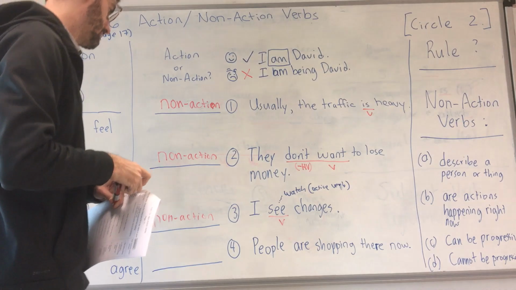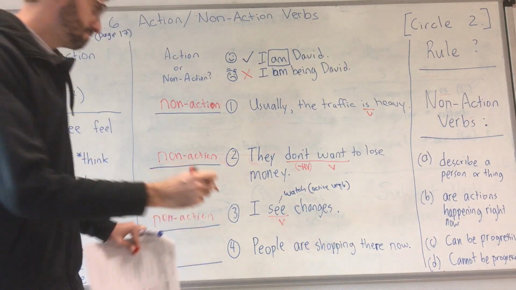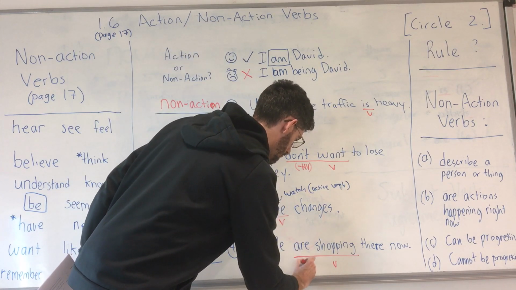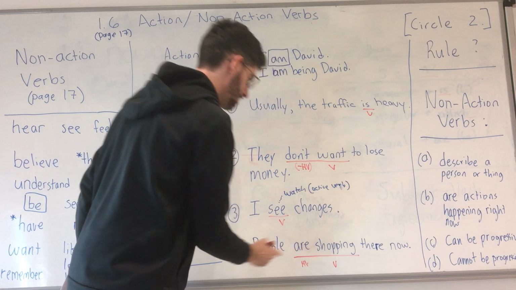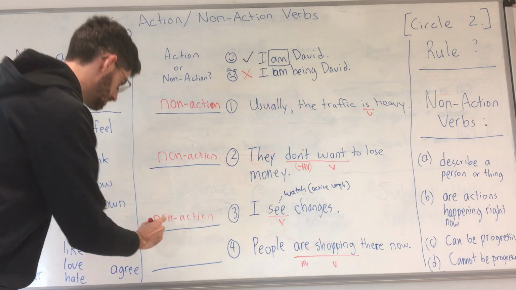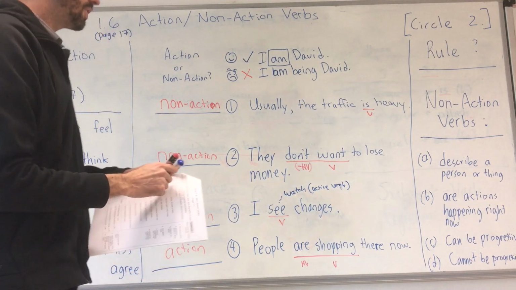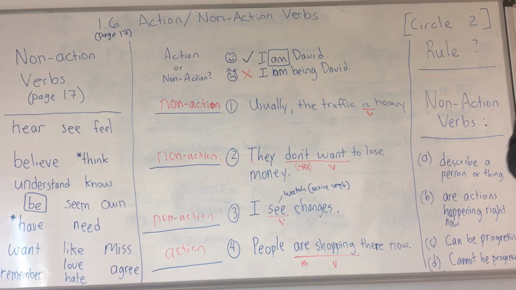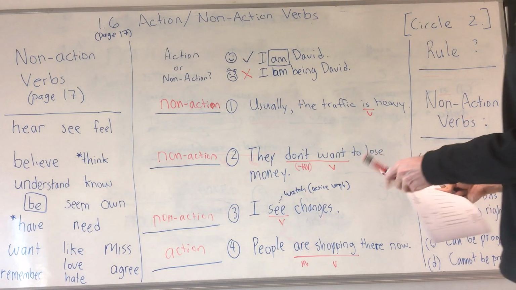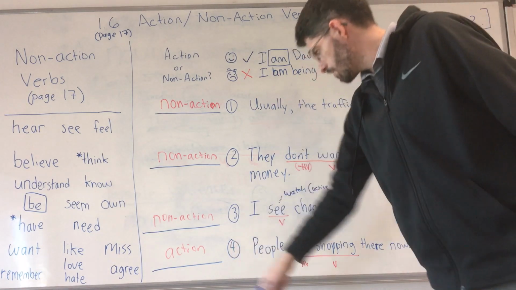Watch is an action. Number 4, people are shopping there now. What's the verb? Are shopping. Helper verb, are, okay? Is this an action or a non-action? Action. All right, so look at these 4 examples. We have 3 non-actions, 1 action.